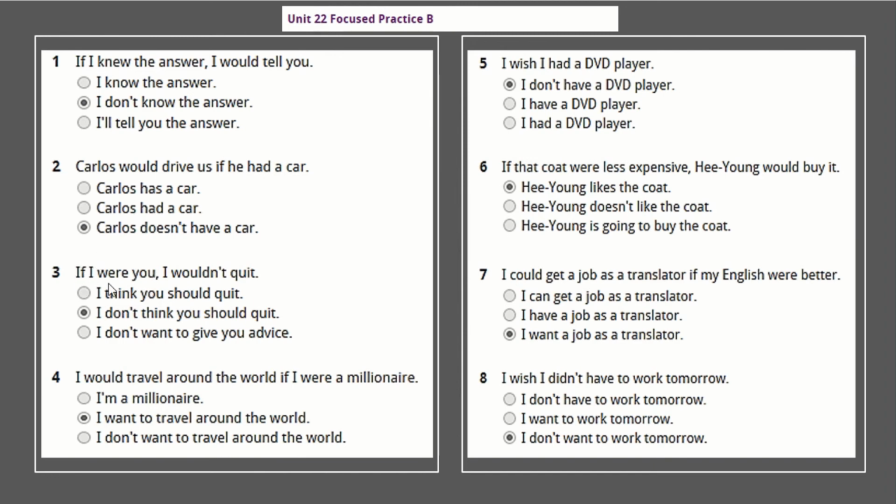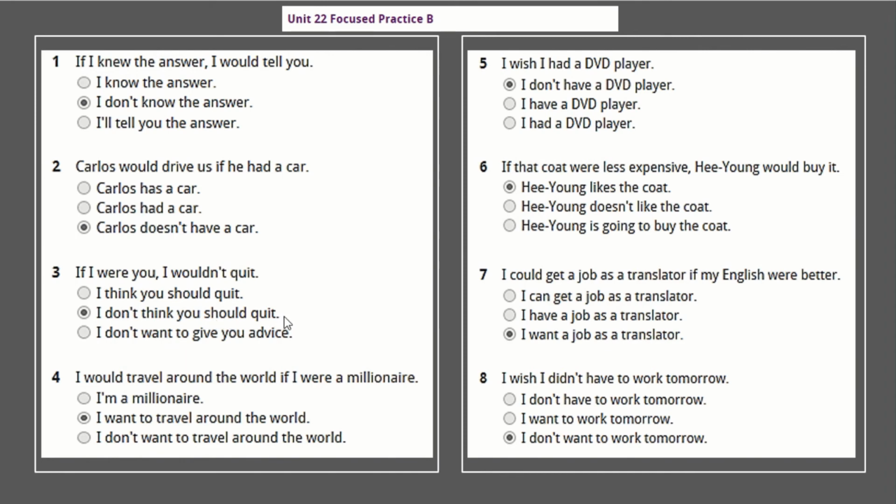Remember, this is my expression to give advice. So we are saying, if I were you, I wouldn't quit. So what you are saying here, I think you should quit? No, because you are saying, oh, if I were you, I wouldn't do it, right? So you don't want him to quit. I don't want to give you advice. Obviously, you are giving advice because you're using this structure if I were you. So I don't think you should quit is the answer.